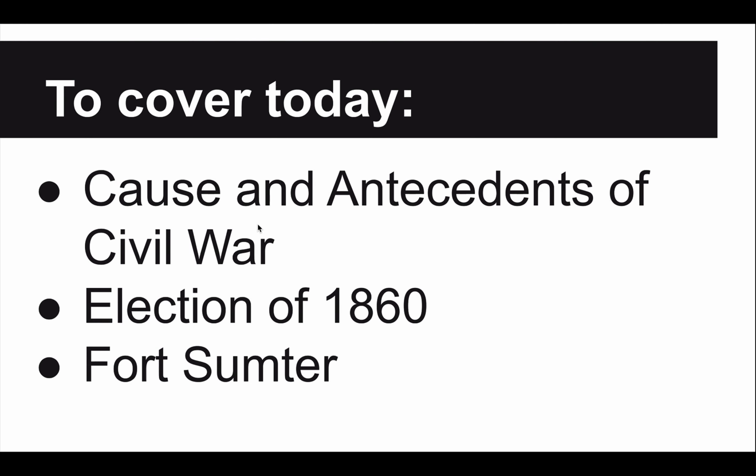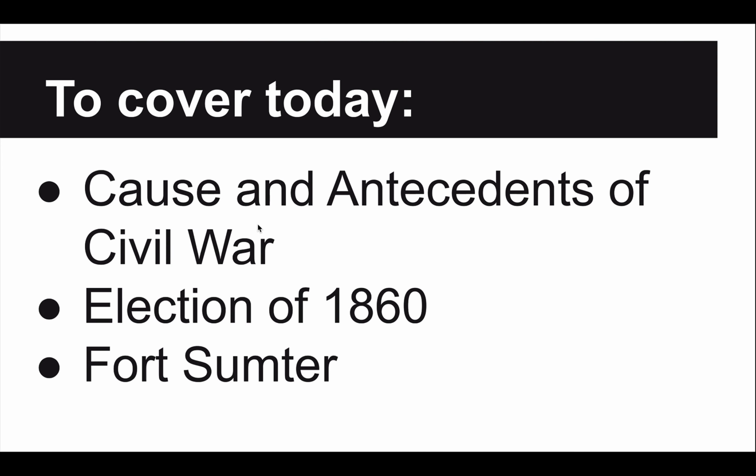Well, I want to talk about a number of things leading up to the American Civil War and then the first battle of the American Civil War. So we're going to talk about the cause of the American Civil War, plus the antecedents of the American Civil War, and what the differences are between those. We're going to talk about the election of 1860, and we're going to talk about Fort Sumter, the first battle. So, first thing that I want you guys to understand is that causation does not mean correlation.